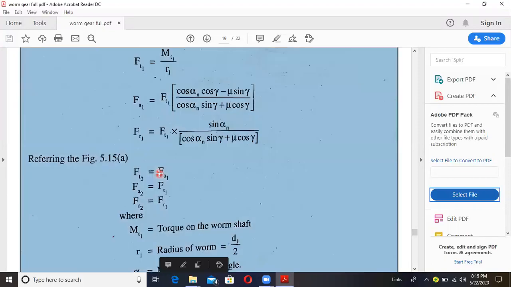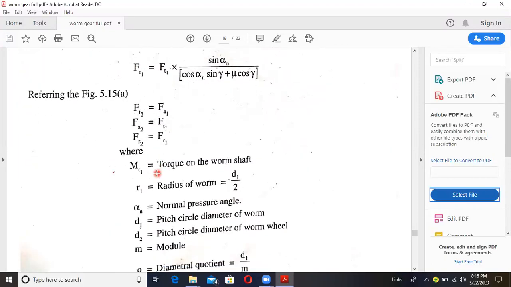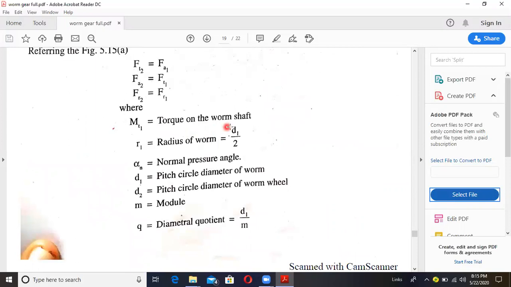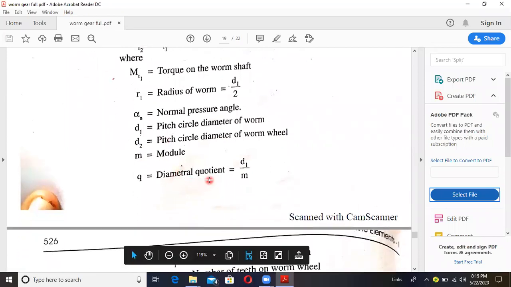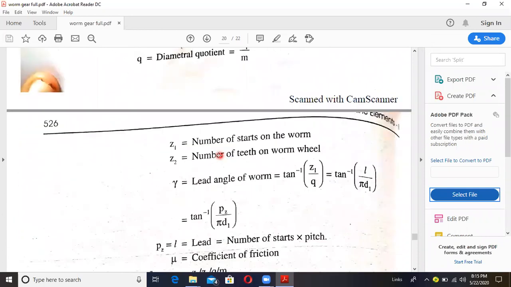And here again we will see some of the notations, where Mt is nothing but the torque on the worm, R1 is the radius of the worm, alpha is equal to the pressure angle, D1 is the pitch circle diameter of the worm, D2 is the pitch circle diameter of the worm wheel, M is the module, Q is equal to the diametrical quotient that can be calculated by using the formula D1 by M, and Z1 is the number of starts on the worm, already you know. Z2 is the number of teeth on the worm wheel, and gamma is the lead angle that can be calculated by using these formulas.